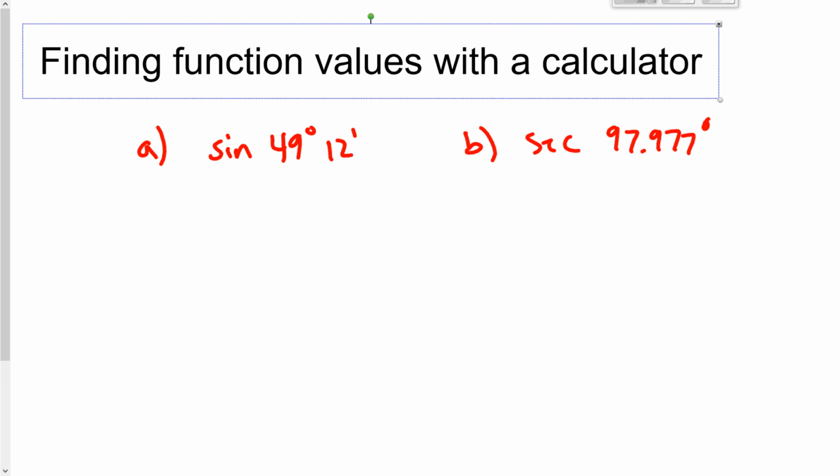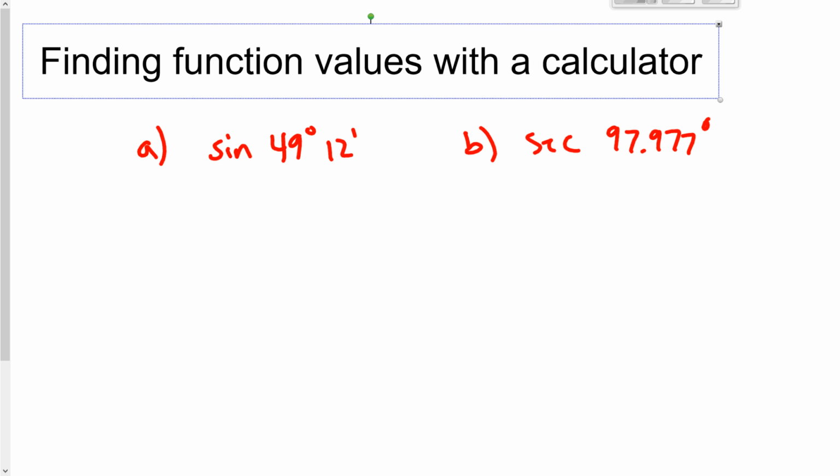This will be the last video for 5.3. We're just going to go over finding function values using a calculator and then finding angle measures. So that's kind of going backwards and actually finding the angle rather than typing in the angle and finding the relationship between the sides. When you're using a calculator, make sure you're in the right settings. So you want to be in degrees.